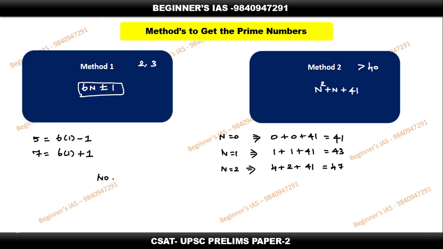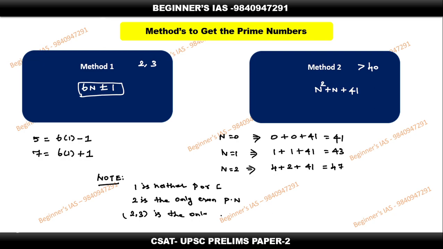And note down that 1 is neither a prime number nor a composite number. So be careful with this concept. And then 2 is the only even prime number. So remember this also. And then 2 and 3 are the only consecutive prime numbers. So be careful about these prime number concepts.